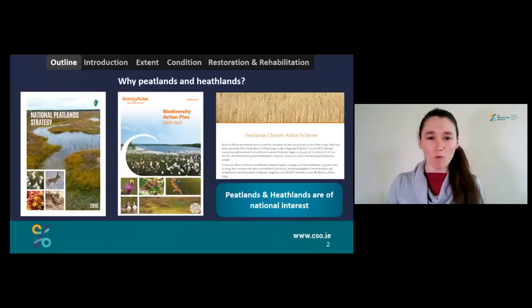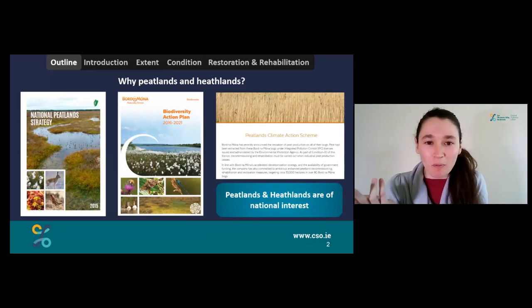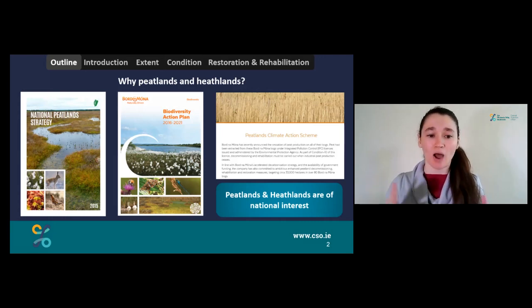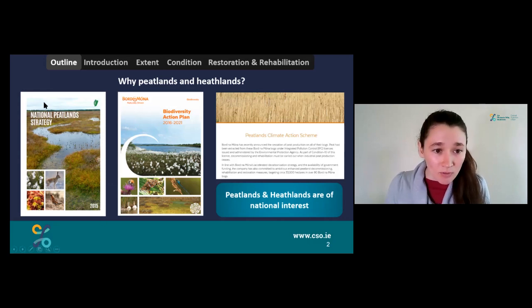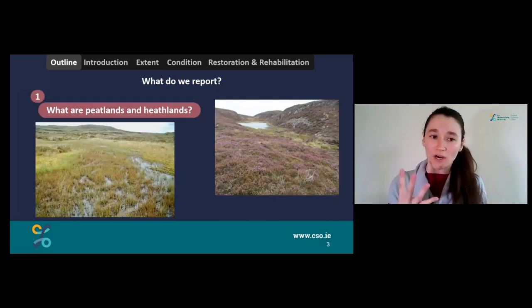Well, first you might wonder, why did we report on peatlands and heathlands? Well, because both ecosystems are a topic of very high interest in Ireland, as is shown by all the different policies that have been developed since 2015. For example, the National Peatland Strategy, but also the Biodiversity Action Plan and the Peatlands Climate Action Scheme, both launched quite recently by Bord na Móna. In this publication, we answer 4 questions.